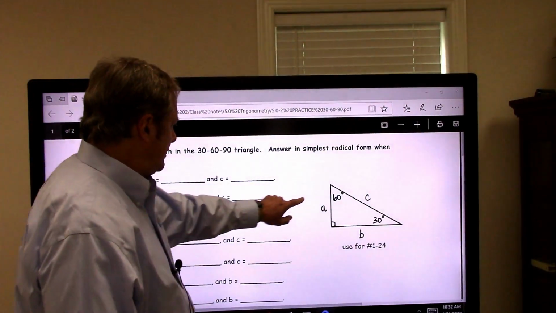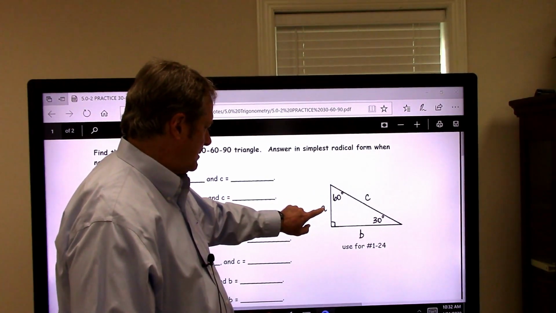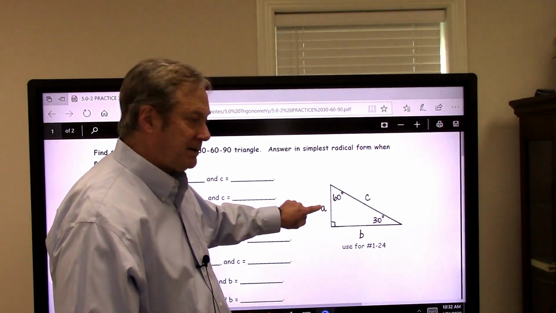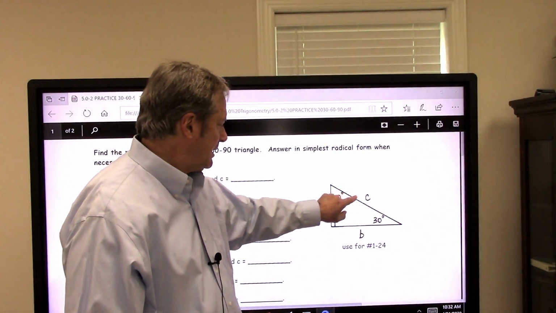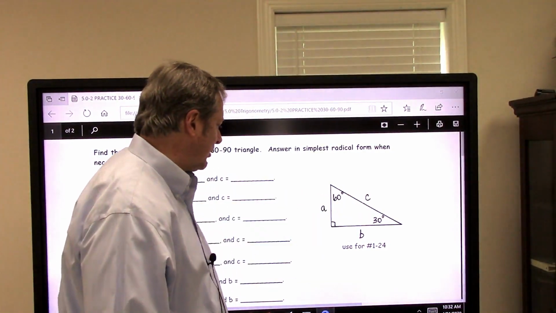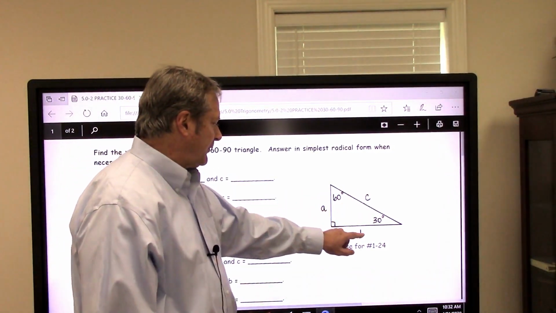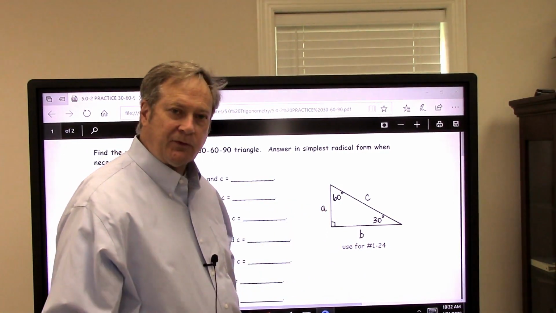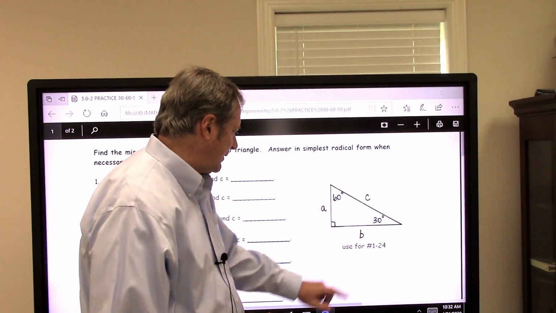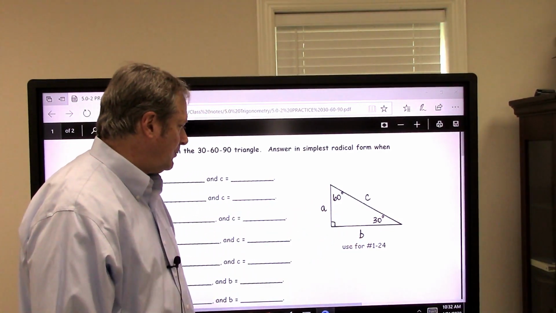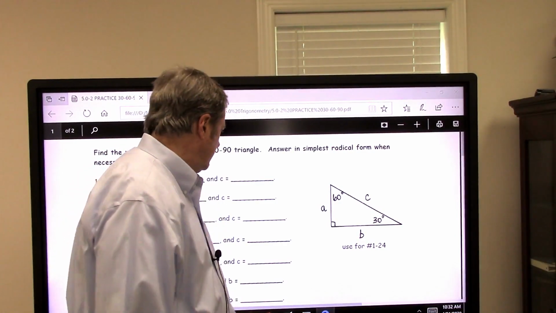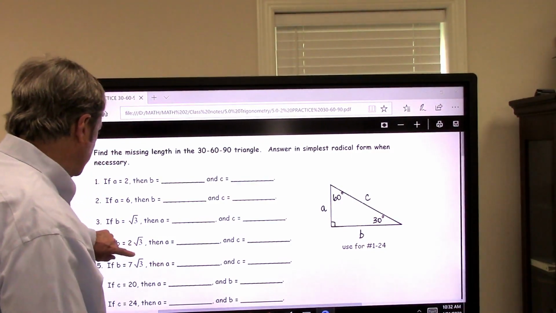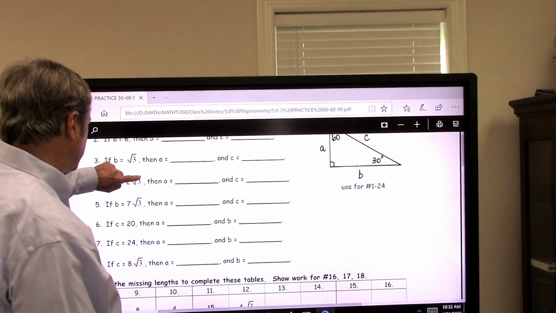If A is 2, then the easiest one is the hypotenuse, since that's the side across from the 30, and that's 2, the hypotenuse will be 2 times 2, or in other words, 4, okay? The side across from the 60 is a little more squirrely, but we know that it's this length times the square root of 3. So the side across from the 60, or in other words, B, will be 2 times the square root of 3. And you'll complete these similarly.